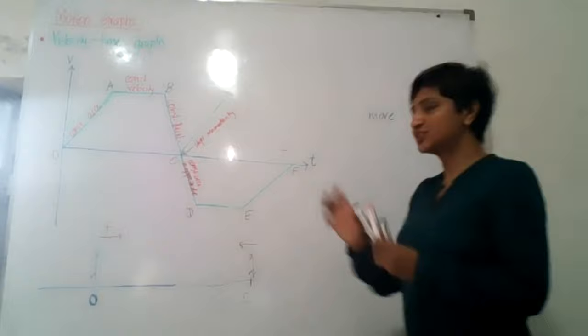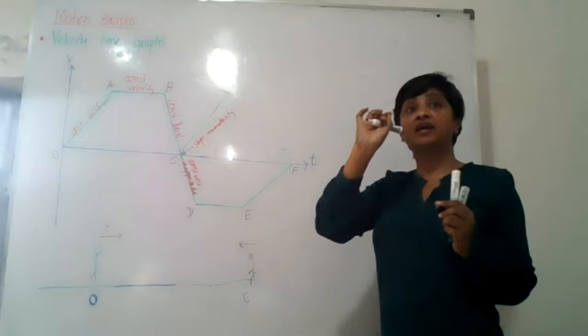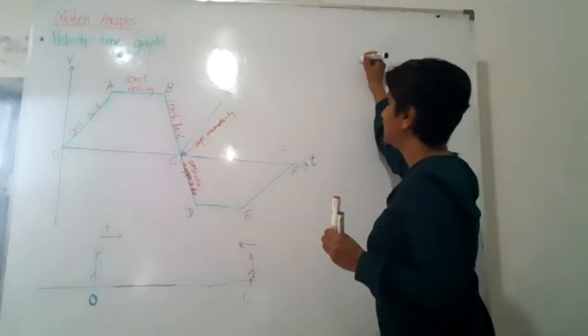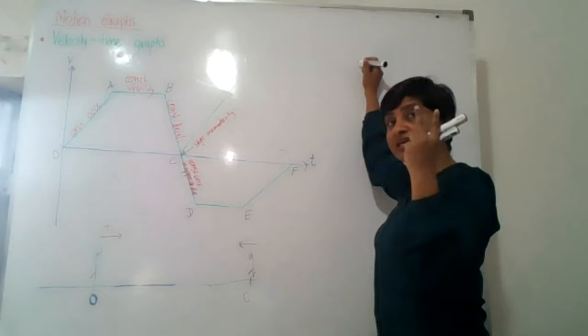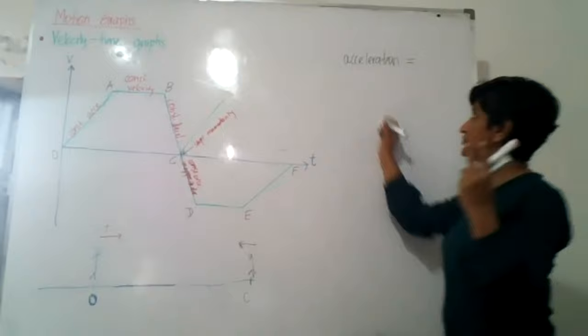If you find this gradient, now the main thing here, let's write on the side. In a velocity time graph, there are two important things to remember. There are two formulas or equations that you can apply to find two things in a velocity time graph. First is the acceleration. Acceleration can be found by finding what? In a velocity time graph, acceleration is equal to what?